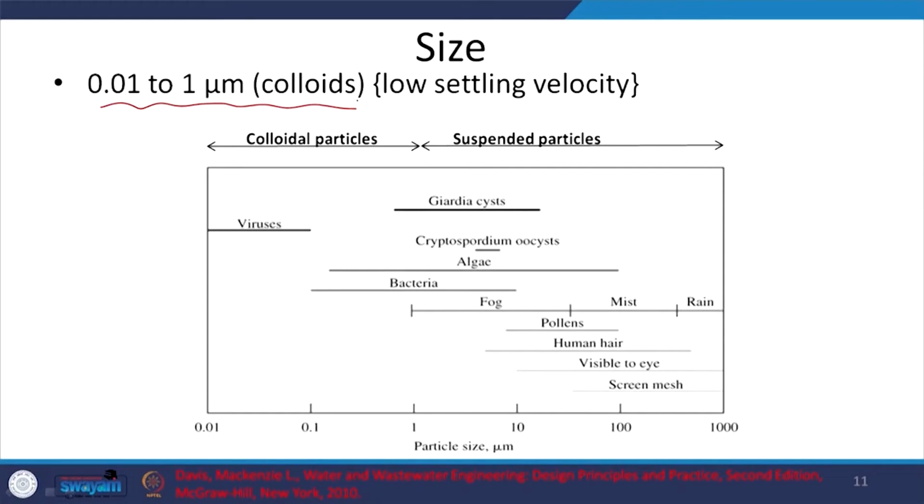Because the size is too small, as you can see, 0.01 to 1. Some bacteria and certainly viruses are in this particular zone. They will not settle in your lifetime. Even these suspended particles which are relatively heavier, now you can see from which range they are visible to the eye. Most of it here is not very much visible to the eye. They too take their own time. So, you want to fasten the rate at which they settle down.